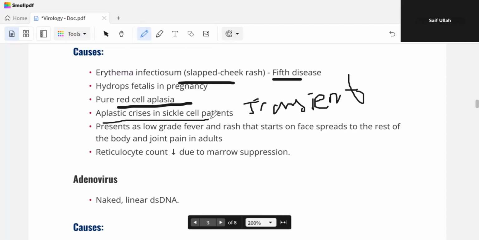Another thing that you need to remember is that if parvovirus B19 infection is present in pregnancy, if a pregnant woman is infected, then she is going to have hydrops fetalis in the fetus, which obviously is because it's affecting the red cell precursors. Anyway, now we're going to move to the adenovirus.